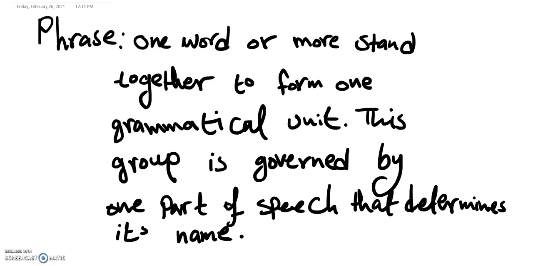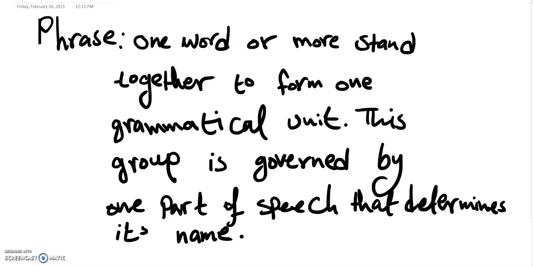In this video, I'm going to explain what is the meaning of a phrase and what kinds of phrases we have in English. At the beginning, we have a definition for a phrase. It means one word or more stand together to form one grammatical unit. This group is governed by one part of speech that determines its name.